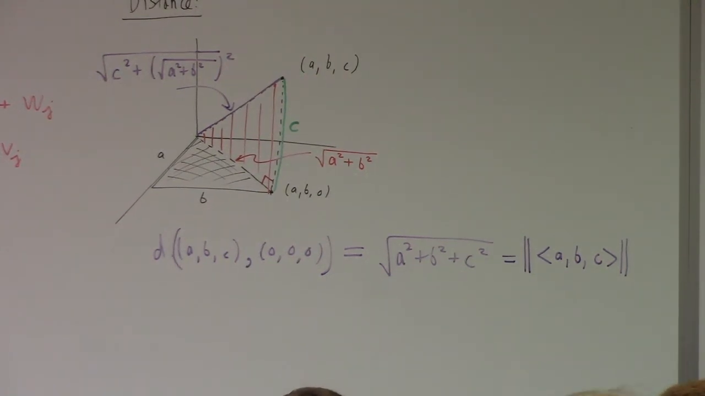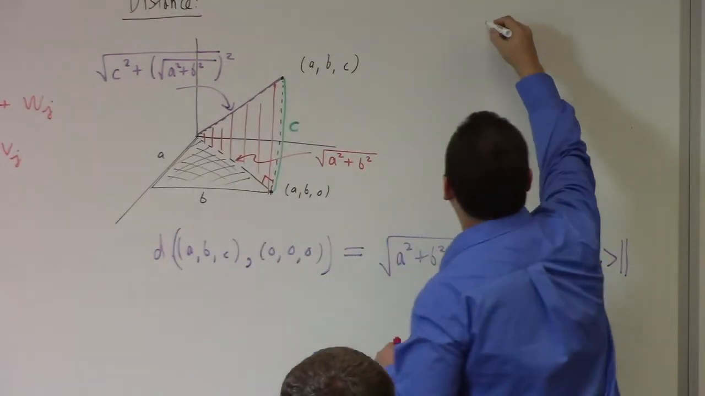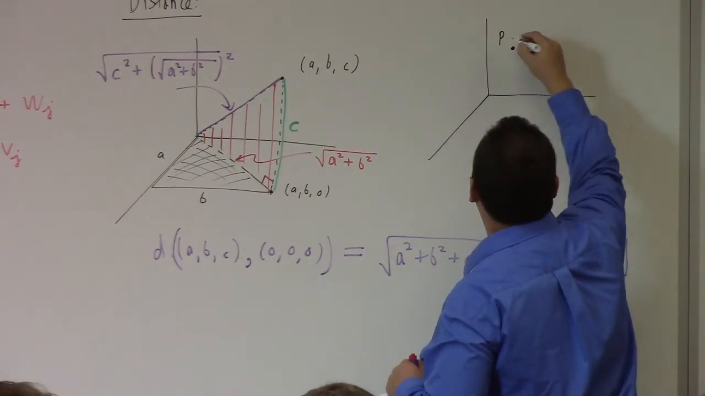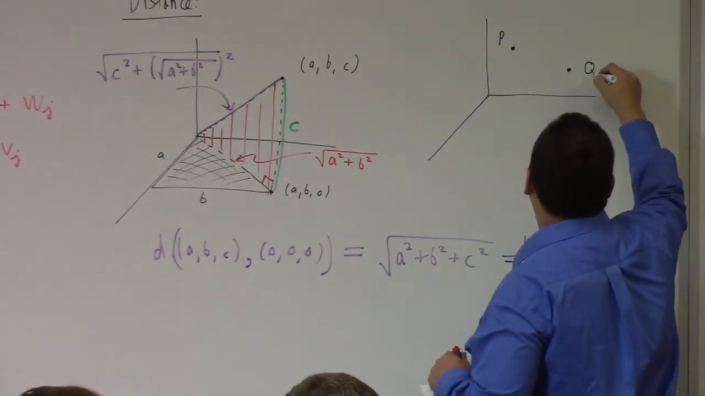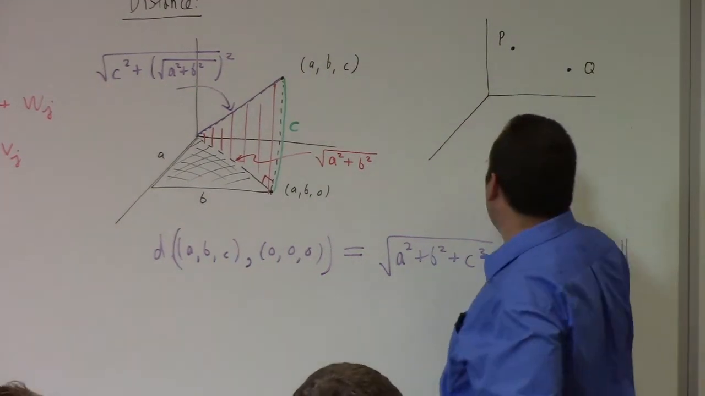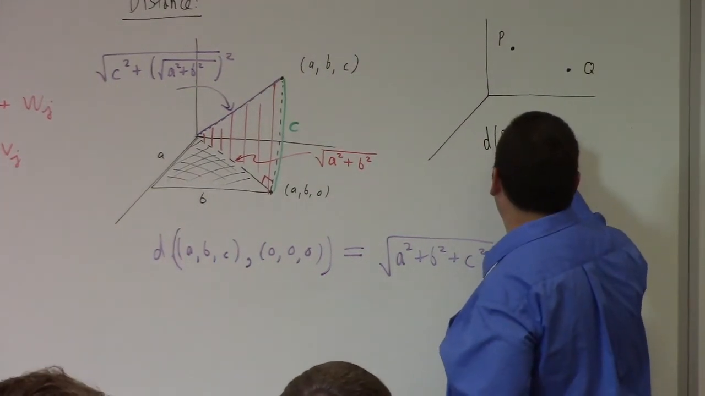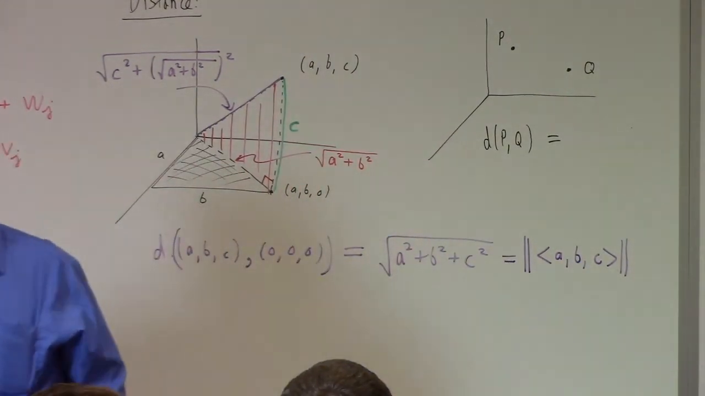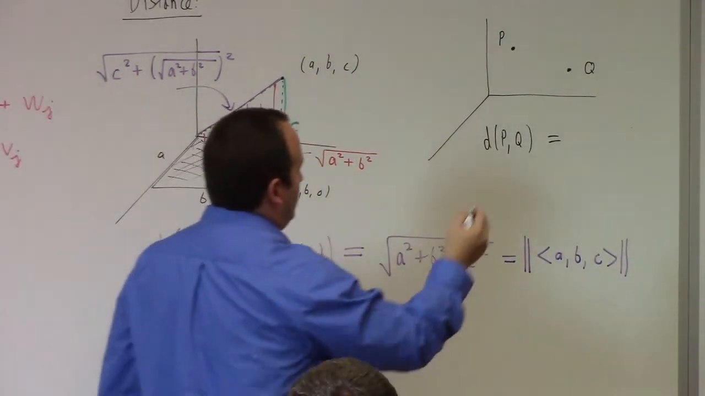Well, I just told you if we can figure out this distance, we can figure out the distance between arbitrary points in R3. How do we do that? We use this vector. If I have a point P, and a point Q, and I want to figure out the distance from P to Q, how should I do that? Yeah, subtract the coordinates.